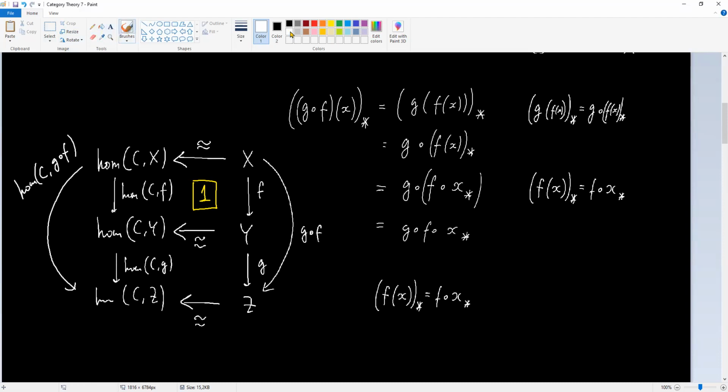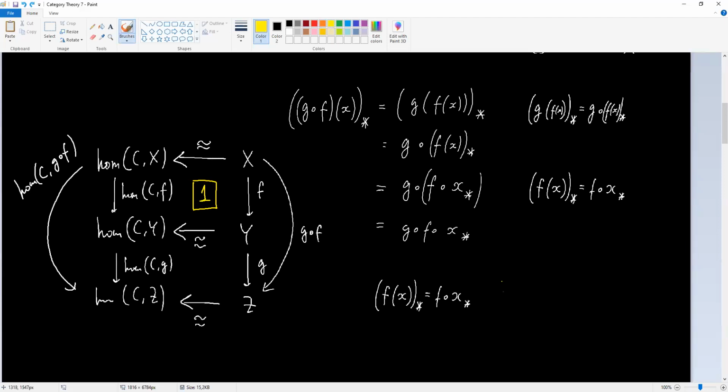And now we're saying that if I pick an element x here, I consider the corresponding x star, and then I compose it with f. Remember, Hom C F is a function that composes things with f. So that's this right-hand side. That should be the same as first evaluating f at the element, and then looking at its star, which is the left-hand side. So in other words, commutativity of number one is exactly the formula that we have written here.